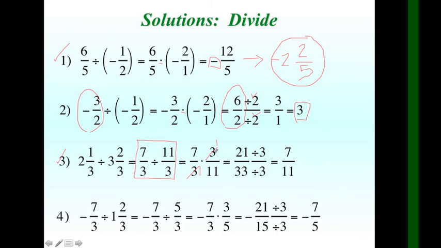Or, if you want, you can multiply. 7 times 3, 21, and 3 times 11, 33. But they are both divisible by 3. That's why our answer will be the same.